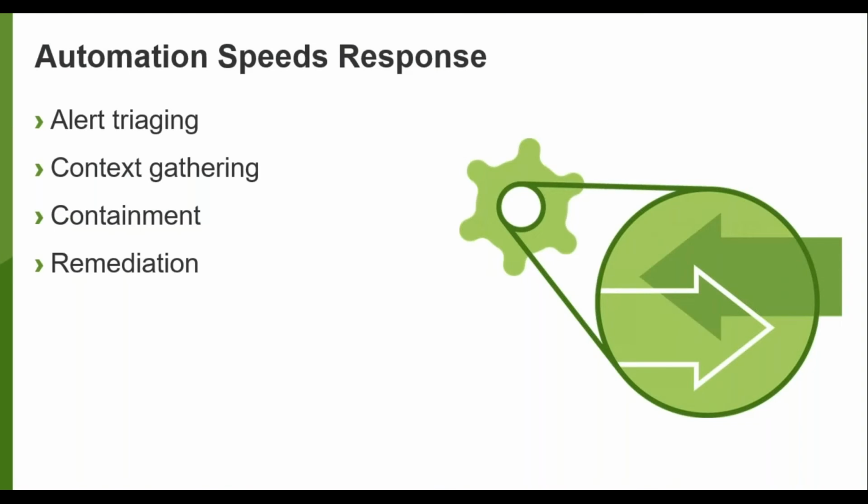So probably the first thing we can think about, right, is automation speeds response. It allows us to take some automated actions for alert triaging, pulling things together and figuring out, is this attack real? Is it not real? Is it a false positive or what have you? And can we pull together some additional context around this particular incident that allows us to make a determination about if it's on target, if it's off target, what our next actions should be, et cetera.